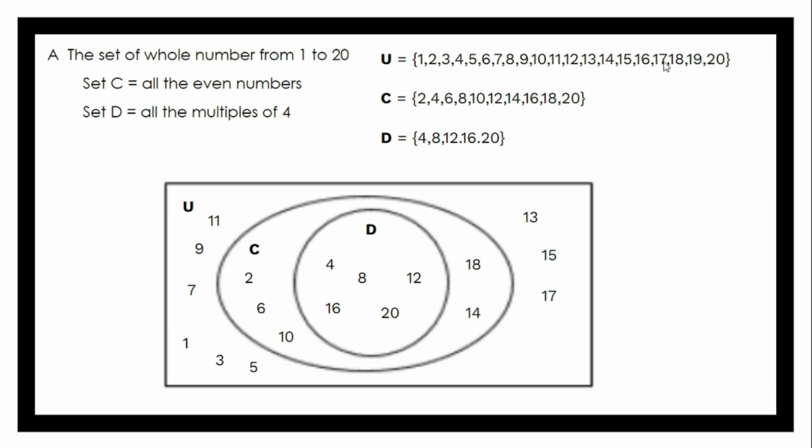Si 18, andito na. So, no need. Si 19, wala pa. So, let's write it there. 19. Okay? And then 20, we have 20 there. Okay? So, this is our Venn diagram.